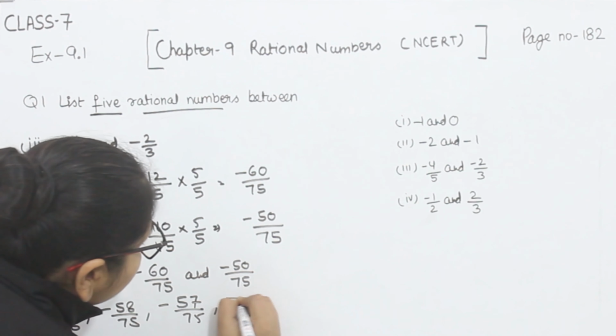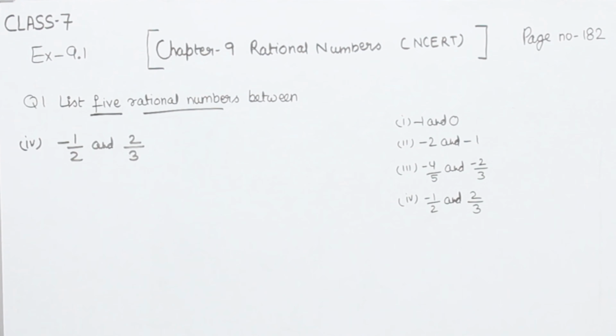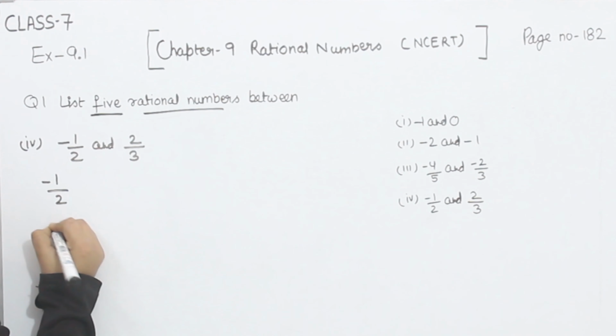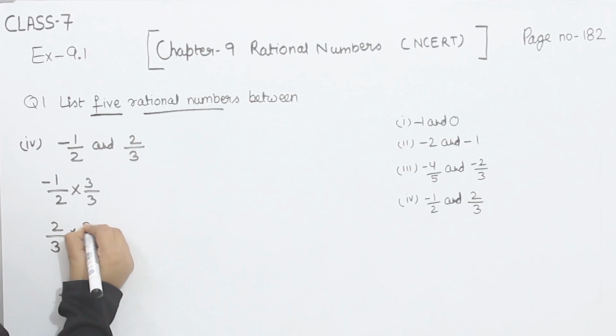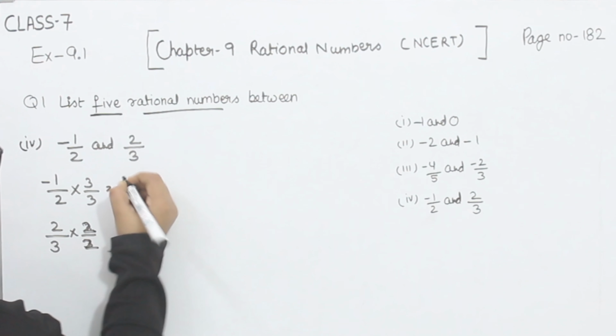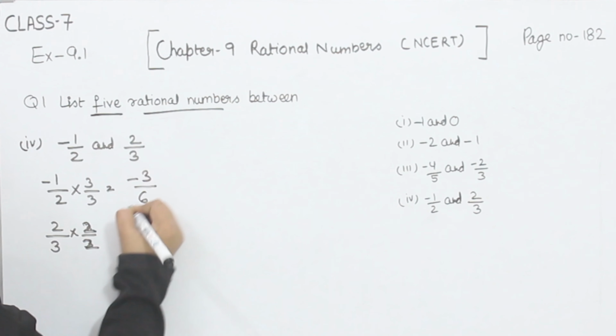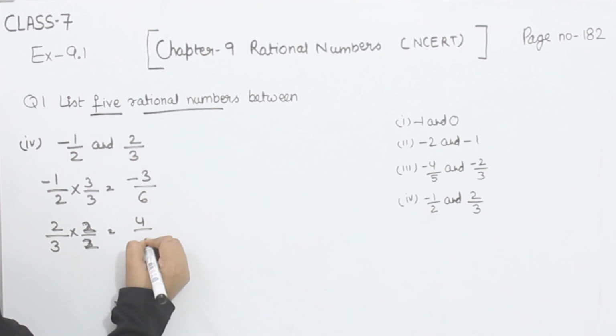Now we come to part 4. In part 4, we have -1 by 2 and 2 by 3. This one is already in the form of p by q. Similarly, we will multiply by each other's denominator. So this one we multiply by 3 and this one by 2. 3 ones are 3 and 3 twos are 6. Now 2 twos are 4 and 3 twos are 6.